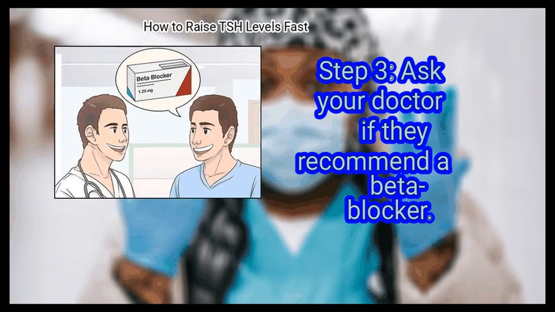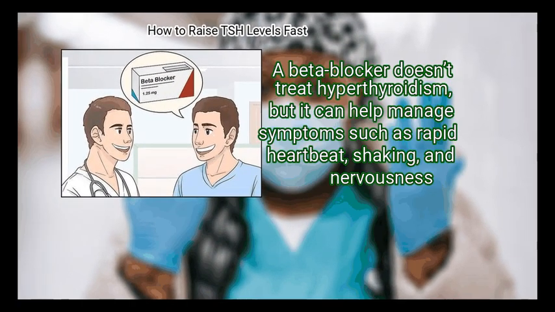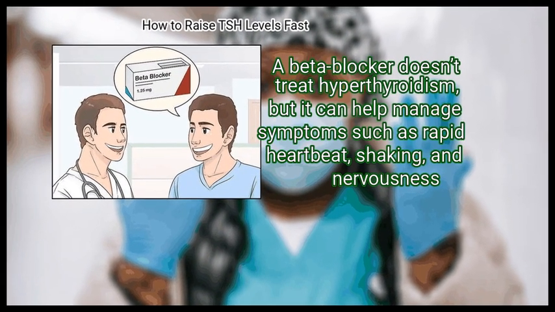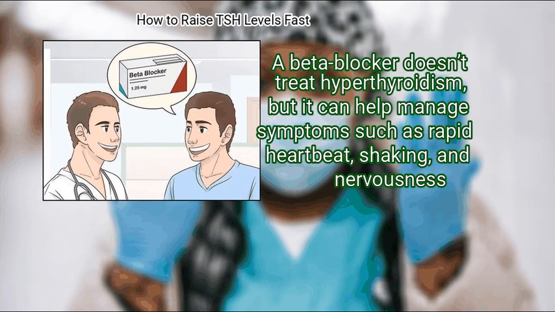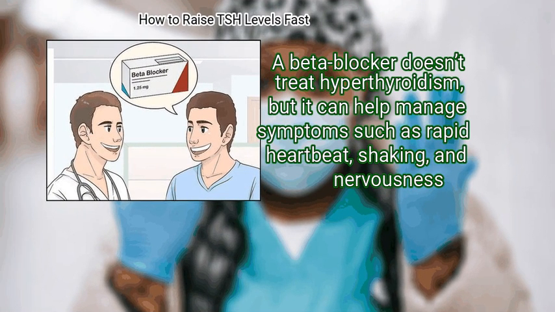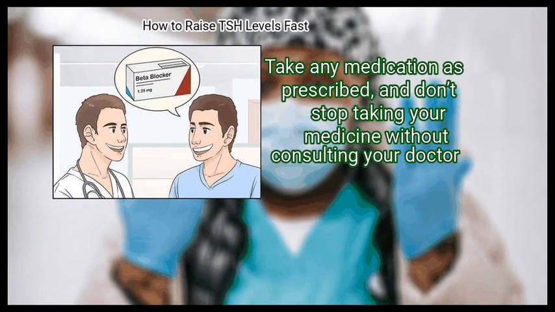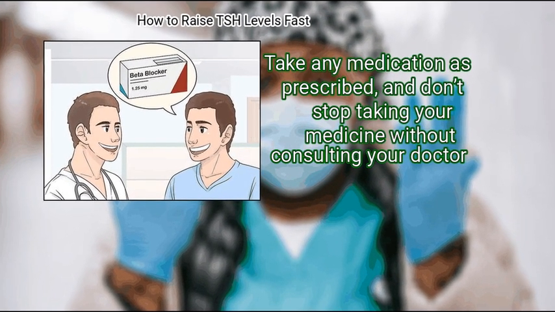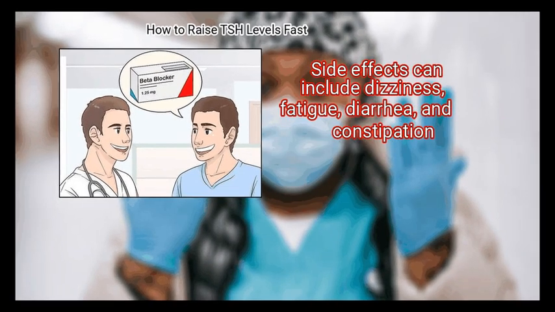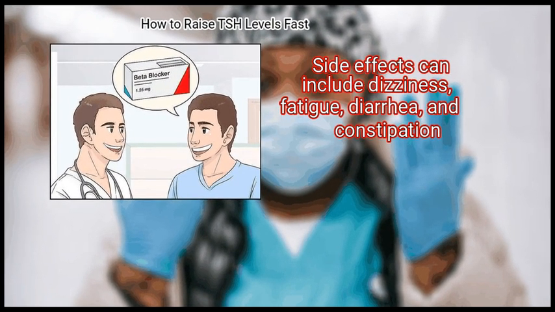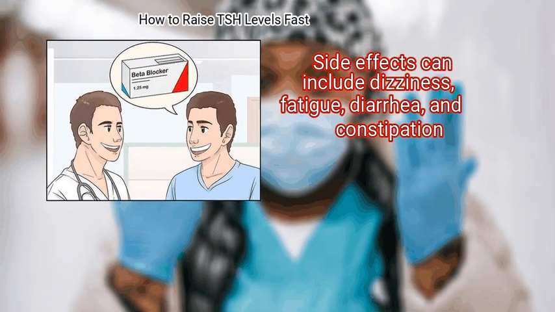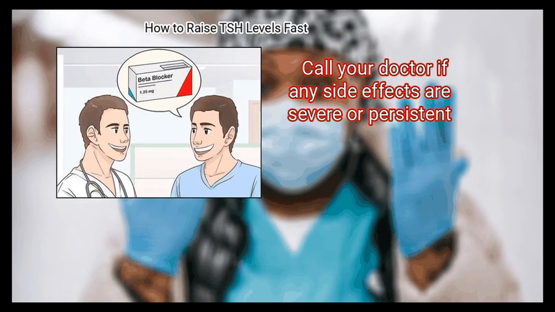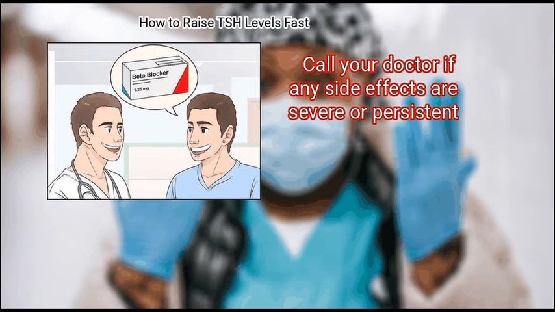Step 3. Ask your doctor if they recommend a beta blocker. A beta blocker doesn't treat hyperthyroidism, but it can help manage symptoms such as rapid heartbeat, shaking, and nervousness. Take any medication as prescribed. And don't stop taking your medicine without consulting your doctor. Side effects can include dizziness, fatigue, diarrhea, and constipation. Call your doctor if any side effects are severe or persistent.